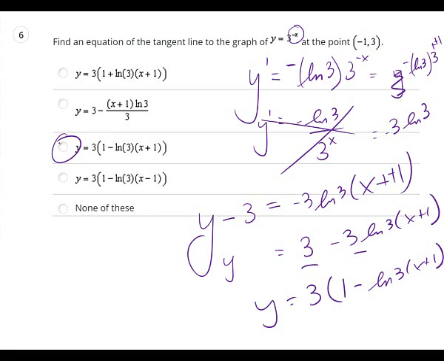It was C. Okay, you got lucky. Don't always choose C.